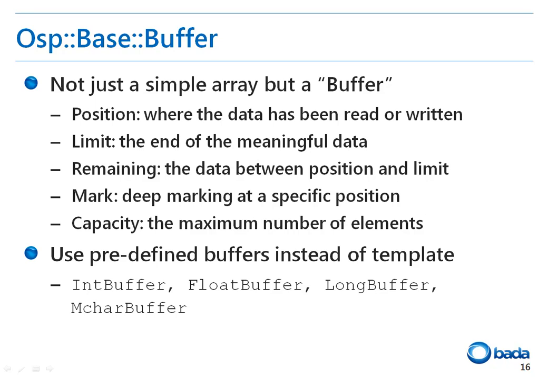The mark value is the position in the buffer specified by the user for an operation. Users can move the position to the position indicated by the mark value. And the capacity value represents the maximum capacity of data the buffer can hold. To actually use a buffer, you do not need to use the buffer itself, but the buffers implemented for each and every specific type.